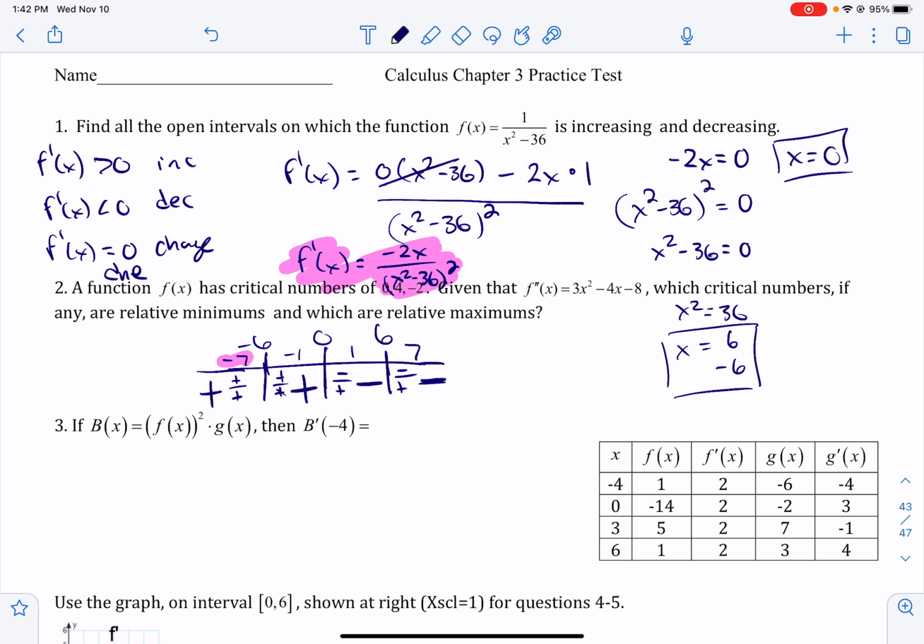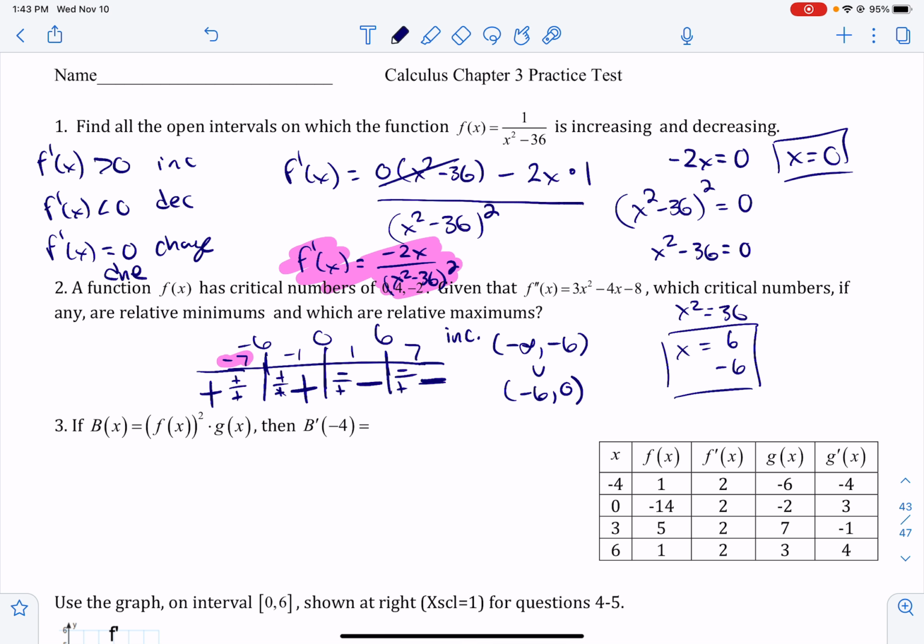So what this tells me is from negative infinity up until negative 6, my function is increasing because it's positive. But it's also increasing from negative 6 up until I get to 0.